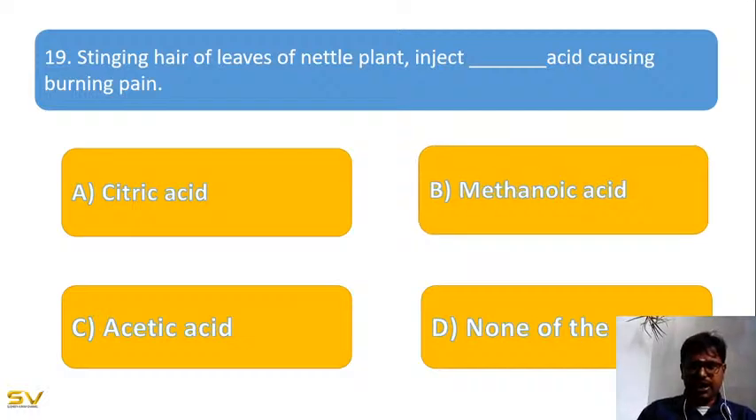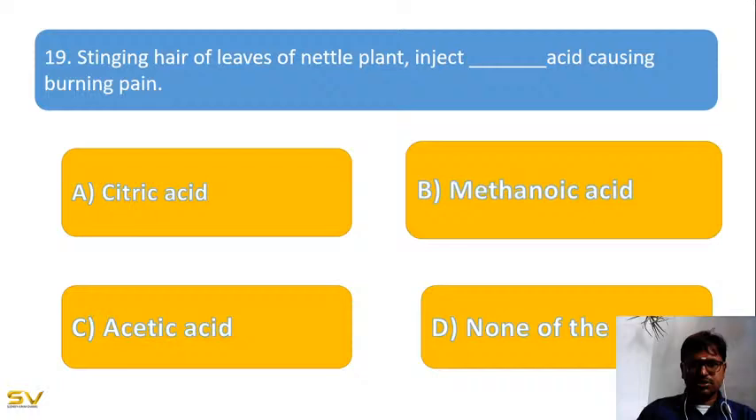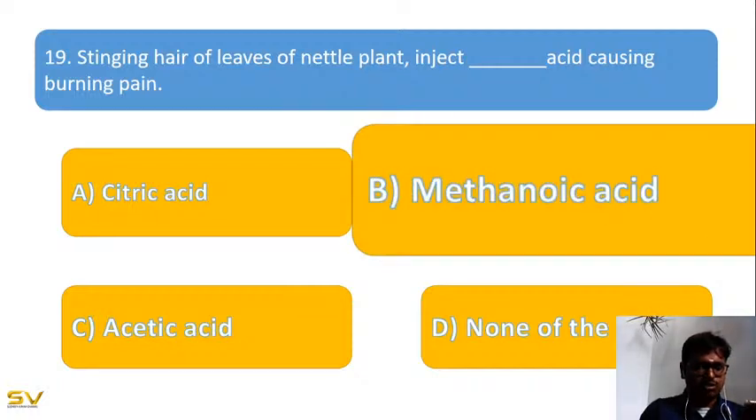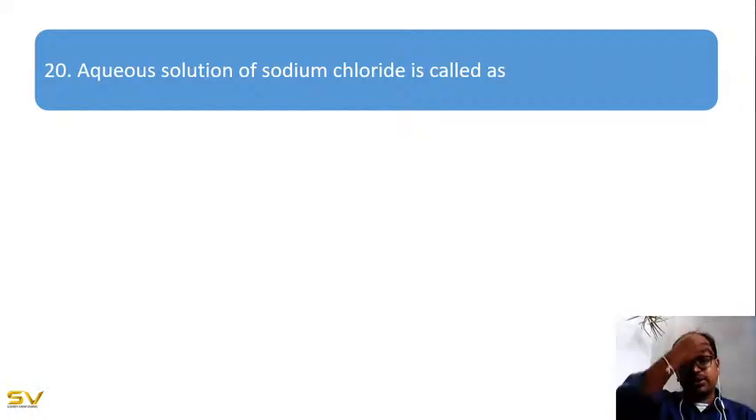Now I'm revealing the answer. It's option B, methanoic acid. This is also called formic acid. So option B is correct, methanoic acid. We even get this acid when a honeybee stings or bites. Then coming to the next question, aqueous solution of sodium chloride.